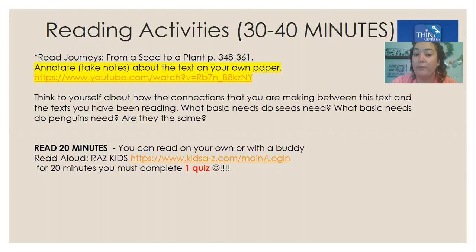So reflect on what basic needs seeds have. What kind of stuff do they need? They need water, they need sunlight, they need nutrients. What basic needs does a penguin have? Well, they need their mom and dad, they need food to survive, and they have their feathers to keep them warm. Are they the same? Because you do have a reading assignment in Forms today. Read for 20 minutes on RAZ Kids and complete a quiz.